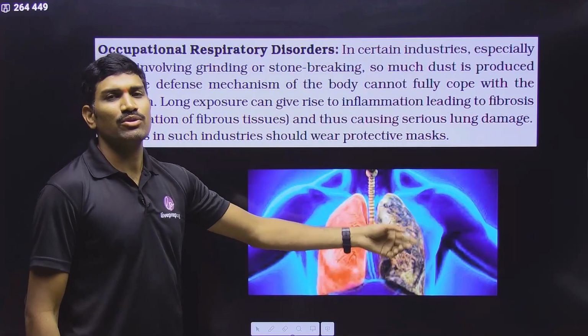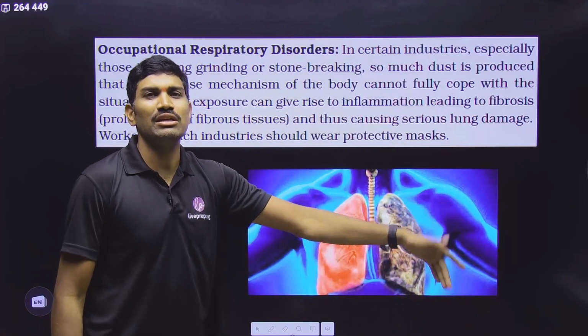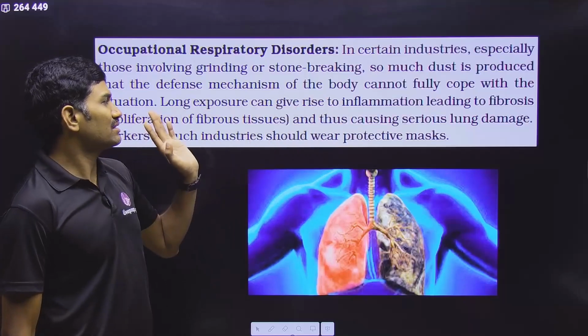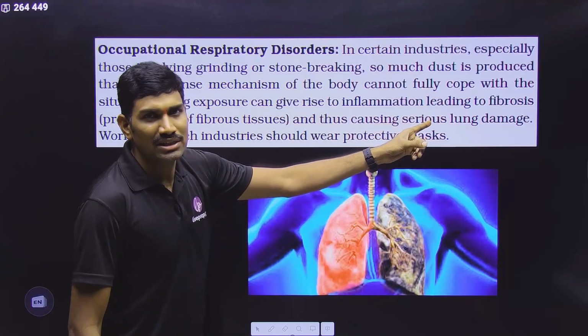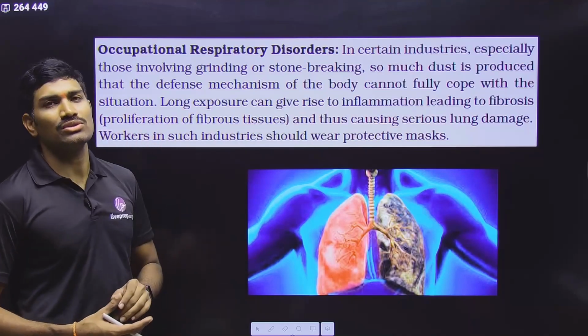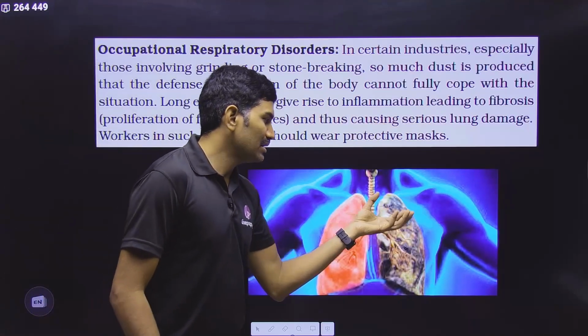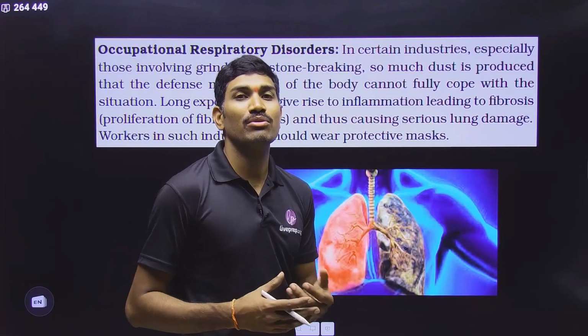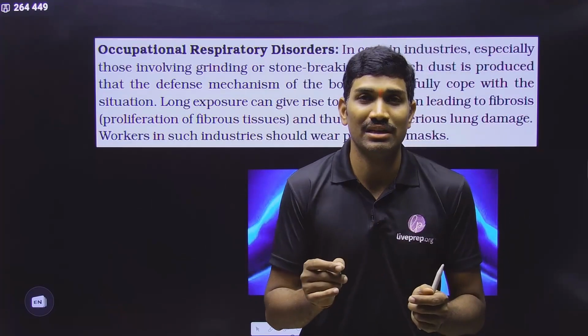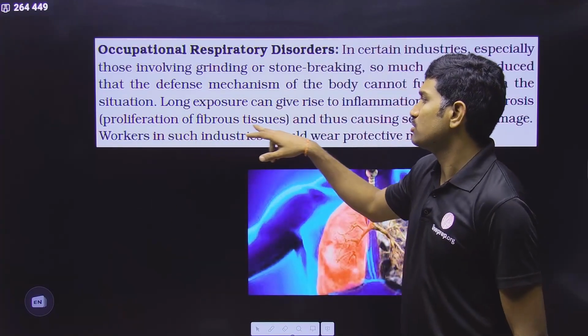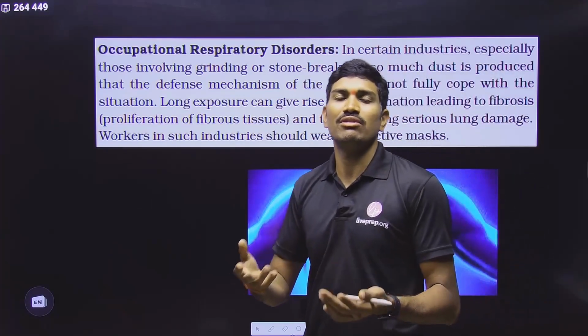That portion will be damaged and it will be non-functional. This is what they are saying here. Long exposure can give rise to inflammation that is ultimately leading to fibrosis. So here, this damaged portion will become the fibrosis. What does this fibrosis mean? Some fibers will start developing there, a proliferation of fibrous tissue. So fibrous tissue will be developing there.